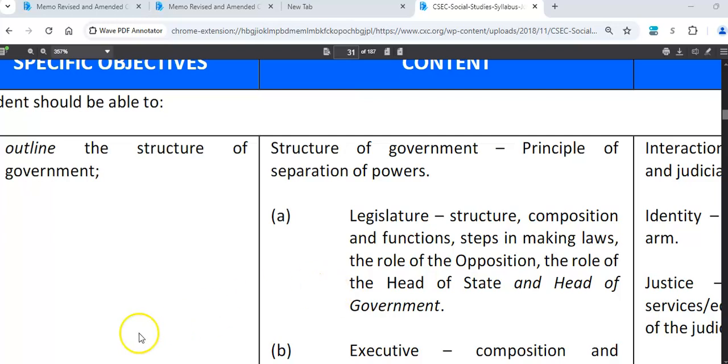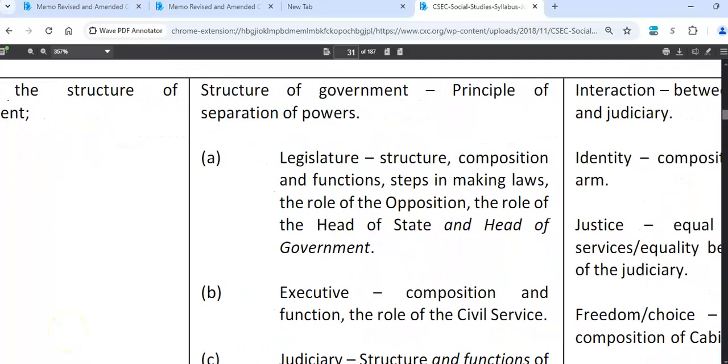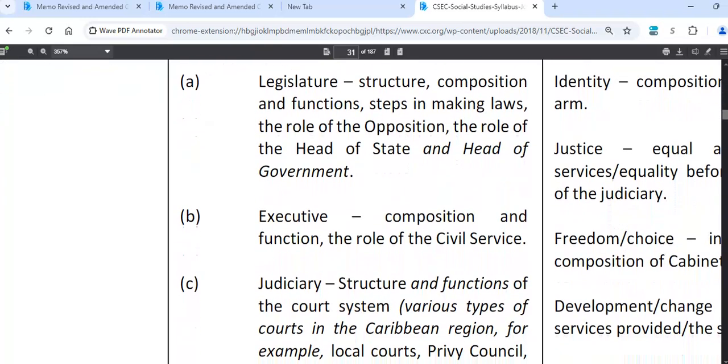Now, we're going to look at the second branch of government, which is the executive. What are the functions of the executive branch of government? So the legislature makes the laws, the executive makes the policies. Now, the syllabus says we're to look at the composition of the executive. So the executive arm of government is made up of the prime minister and other ministers who are chosen by him and appointed by the president.